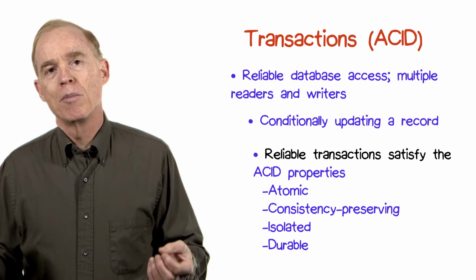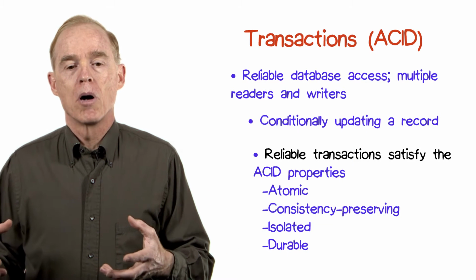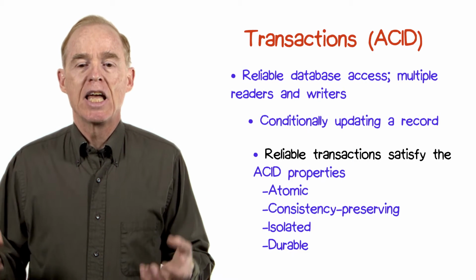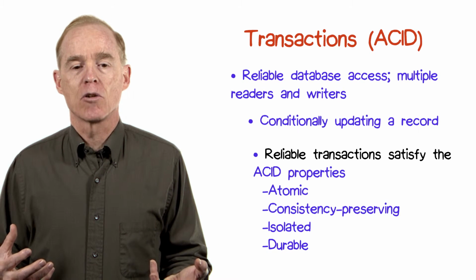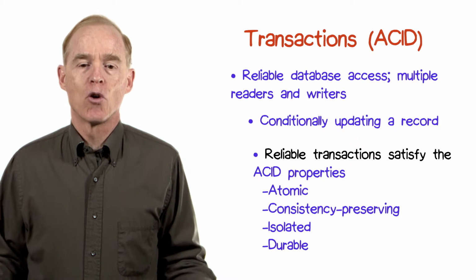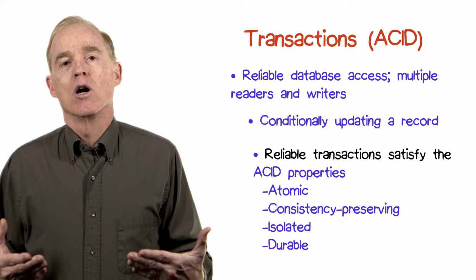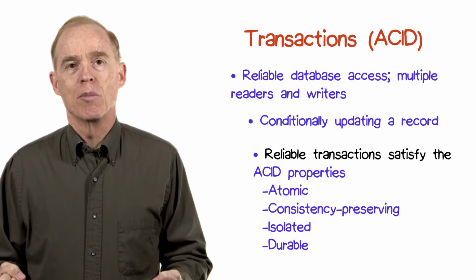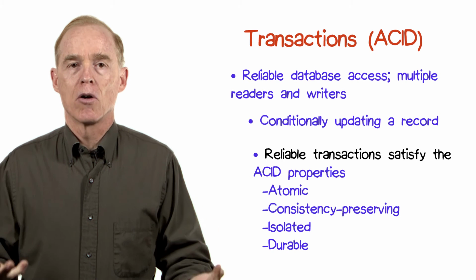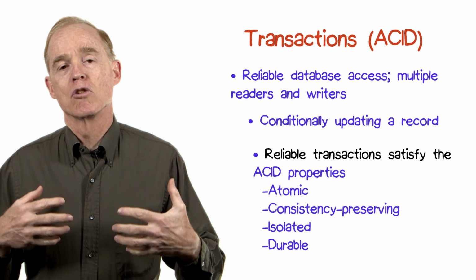What that means is that other transactions can't see into any intermediate states in the processing of your particular transaction. And finally, D stands for durable, and that means that once your transaction commits, then it's persistent. That means it is a permanent record that the system is aware of.